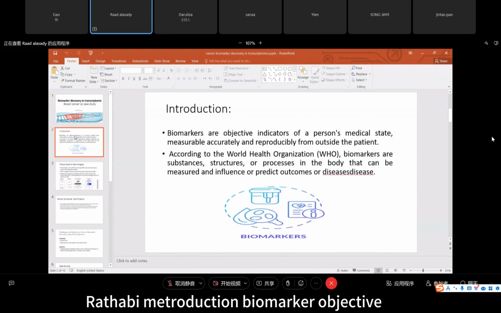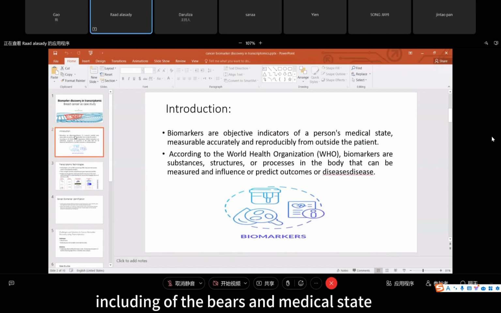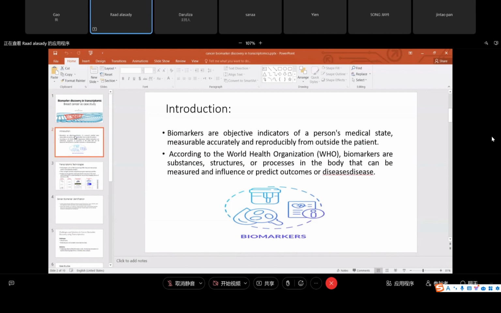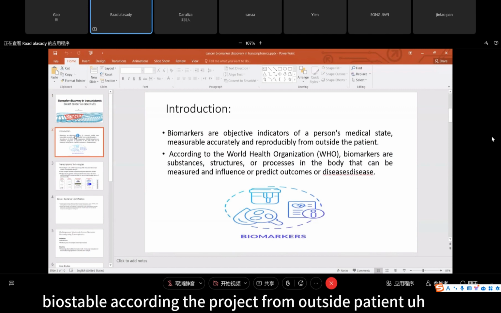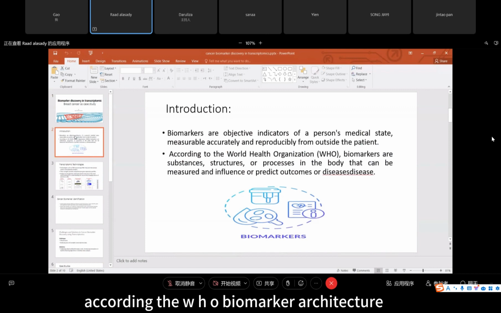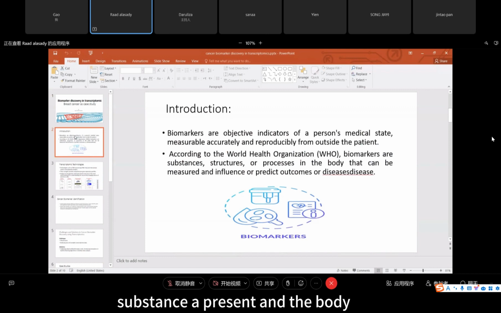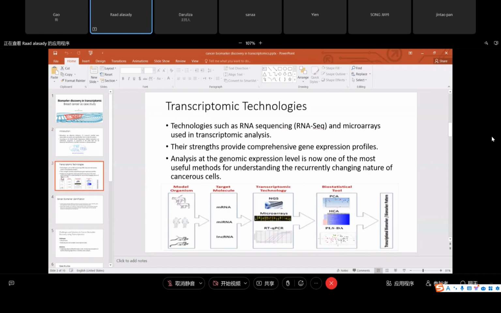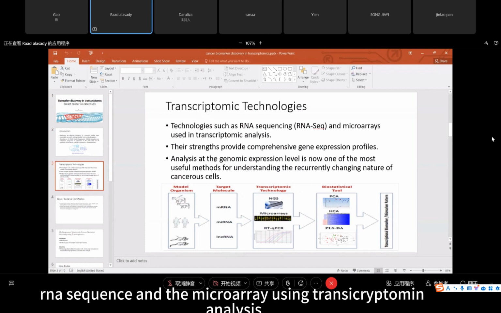Introduction. Biomarker objective, including the person's medical state. According to the WHO, biomarkers are structures or substances present in the body that can be measured and influence or predict the outcome of disease. Transcriptomic technologies such as RNA sequencing and microarray are used in transcriptomic analysis.